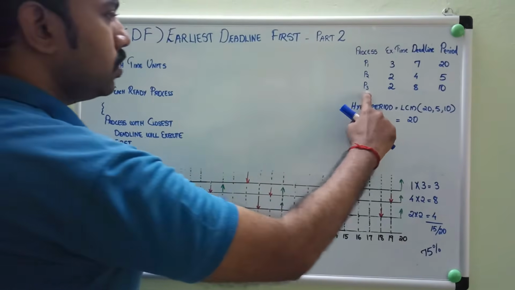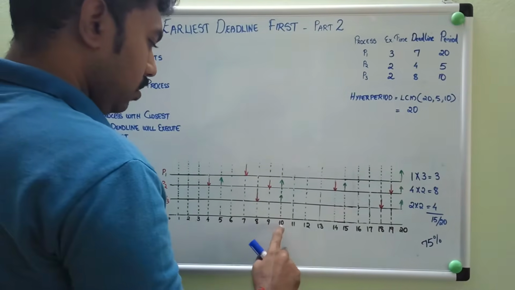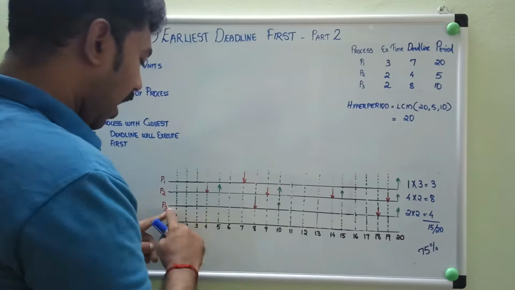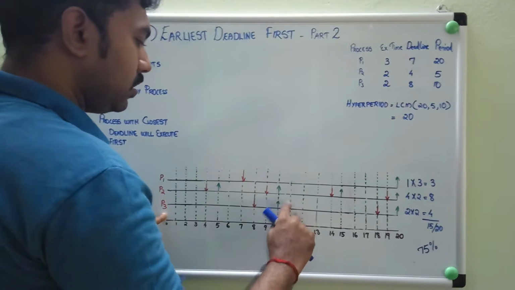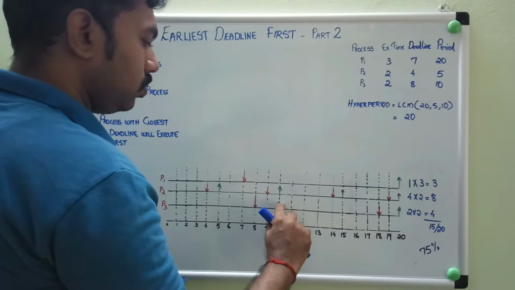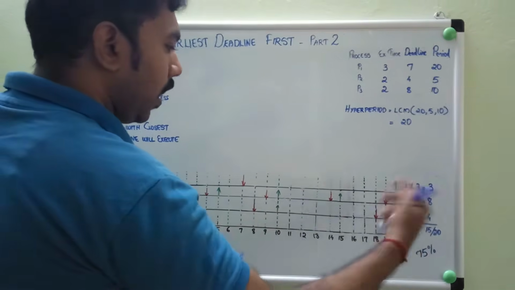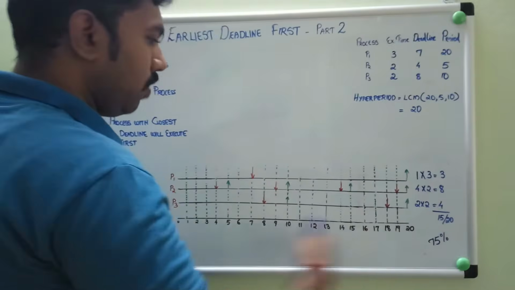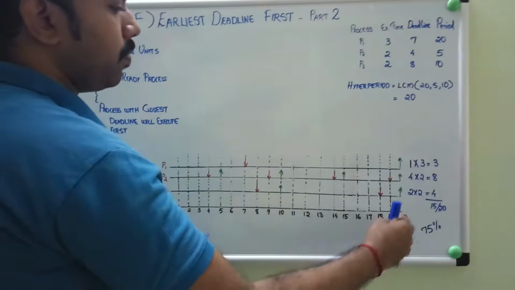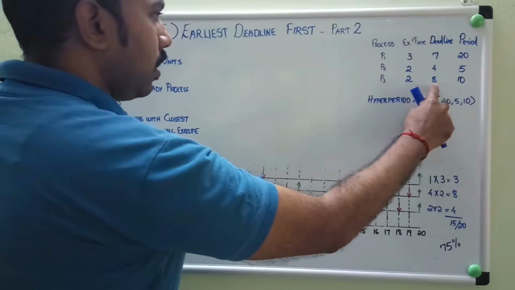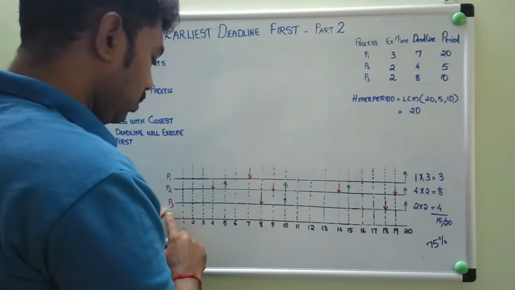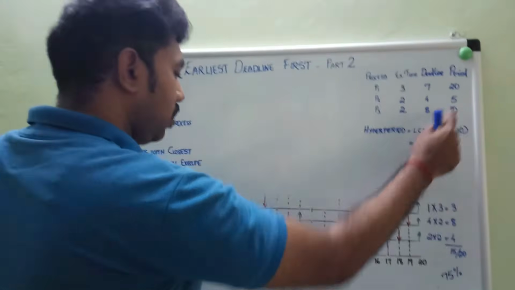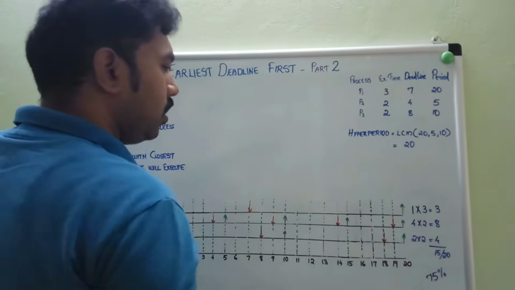Consider P3. It has the period 10. So the first process will happen between 0 to 10. The next initiation is happening at time equal to 10, so another initiation is happening after the hyper period only. So whatever scheduling we are doing within this hyper period will repeat again. The deadline of P3 is 8. The first deadline is 8. The second deadline has to be calculated with respect to the period, so 10 plus 8, 18.